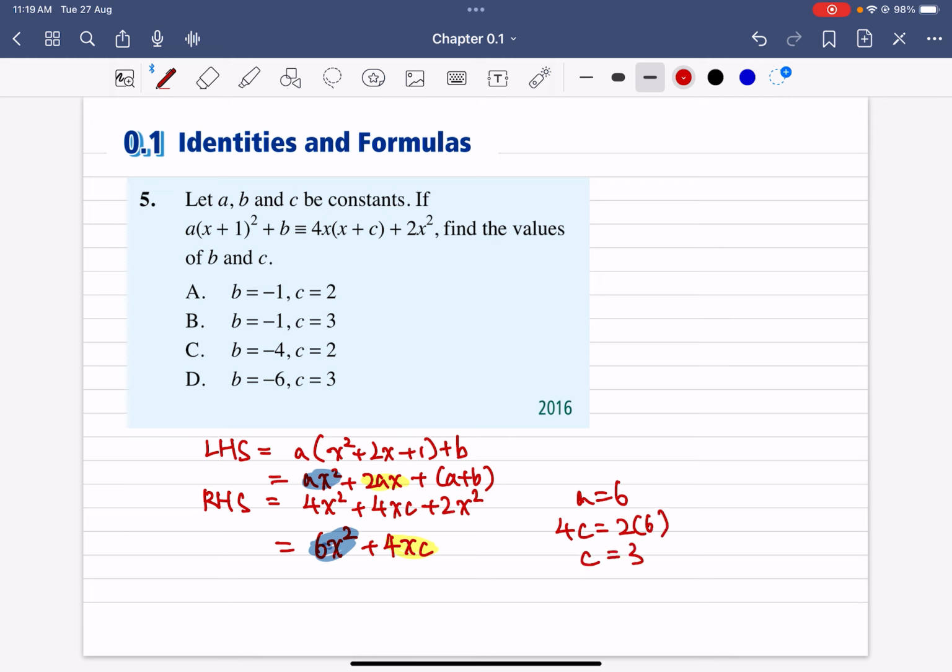C is 3. So once you know that c is 3, the other one is the constant term, this is a plus b, this is 0. So a plus b equals 0, then b is negative 6. So the answer is D.